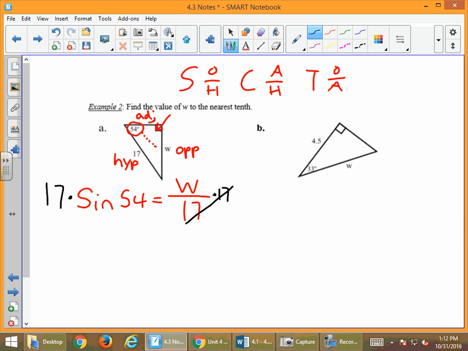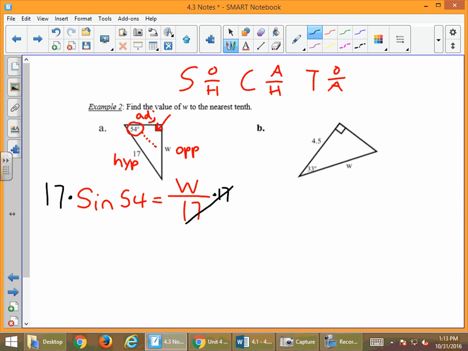Everyone else, if you borrowed a calculator, this class is a large group. You must practice this skill. You have to do everything backwards. So if you're doing this, you're going to have to hit 54 sine times 17. So do it that way. So do 54 sine 17.